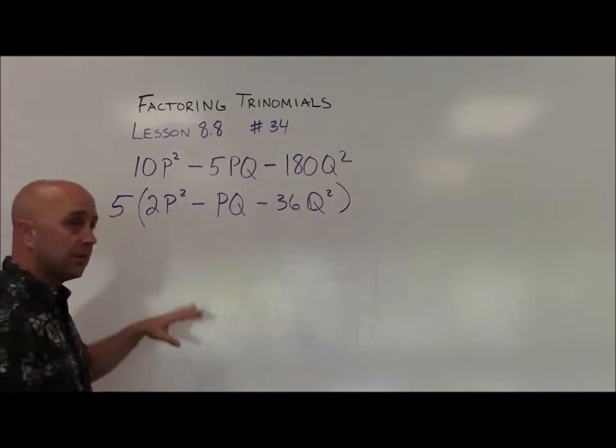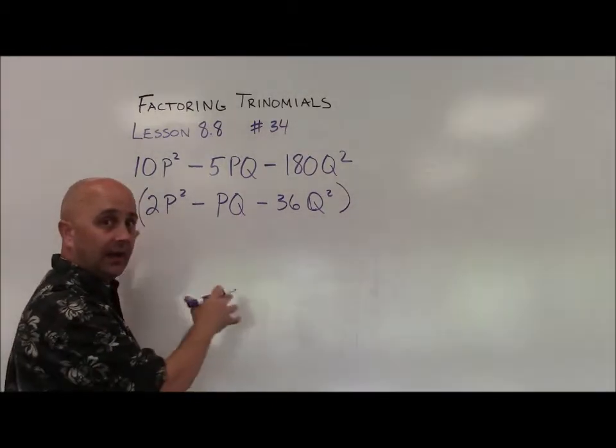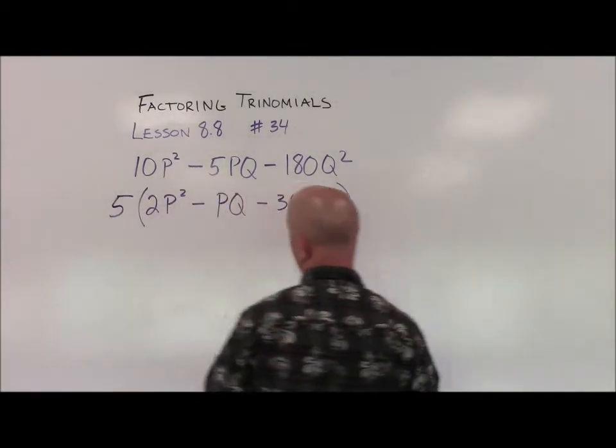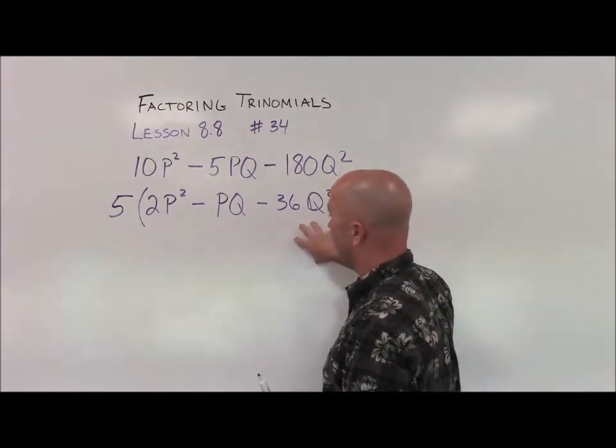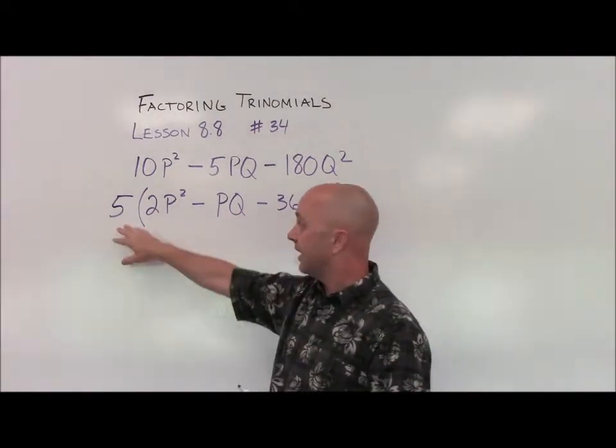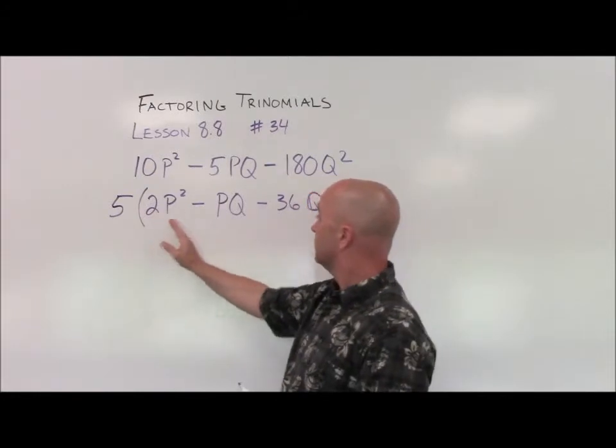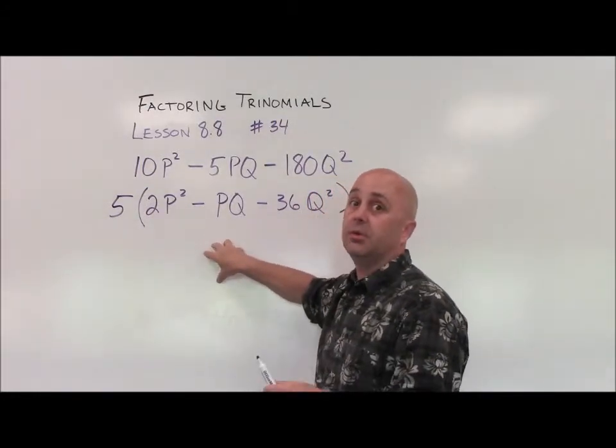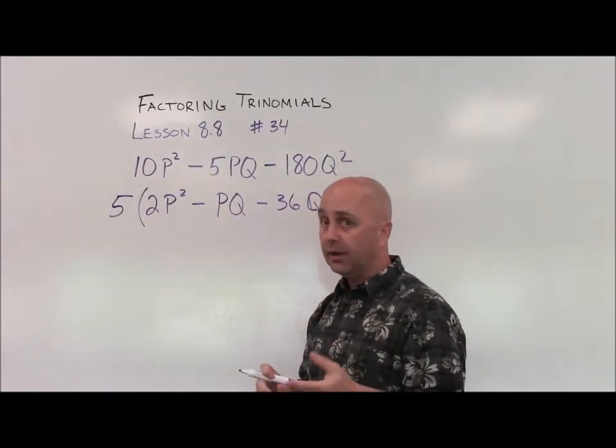Okay, and so for now we just want to leave this 5 hanging out there by itself. And we're going to factor this factor. Remember, there's two factors here. One factor is 5, and one factor is this trinomial. But we're going to break this trinomial down into smaller factors called binomials.